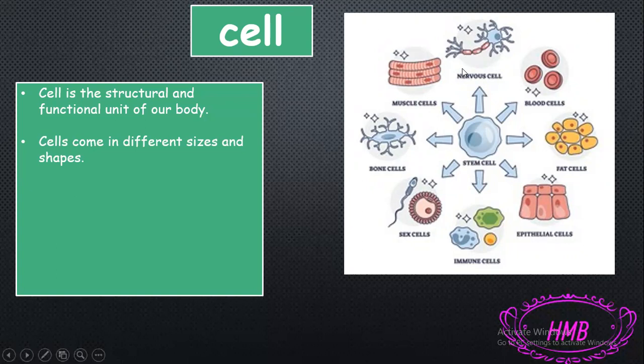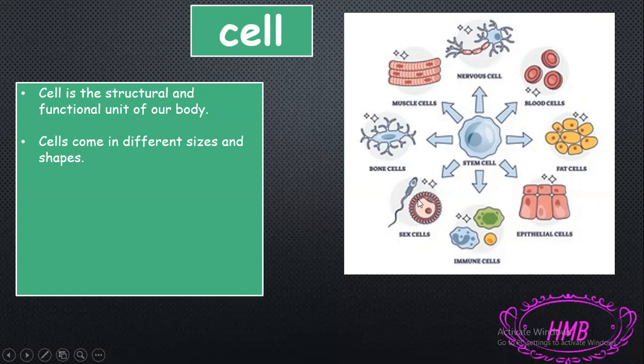We have the nervous cell, which is found, for example, in our brain. We have the blood cell found in our blood. As you can see, they are round. The nerve cells are star-shaped. We have the fat cells. We have the epithelial cells, for example, which are rectangular. We have the immune cells, the cells that defend our body and kill germs, bacteria, viruses, and so on.